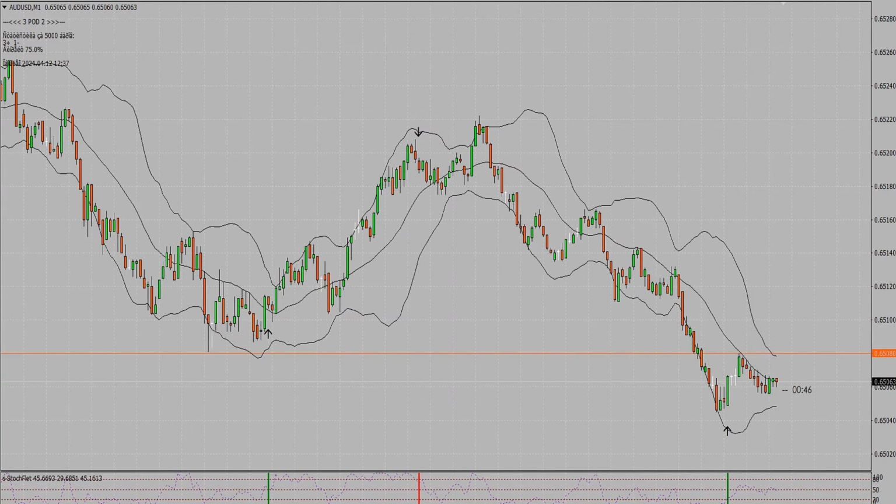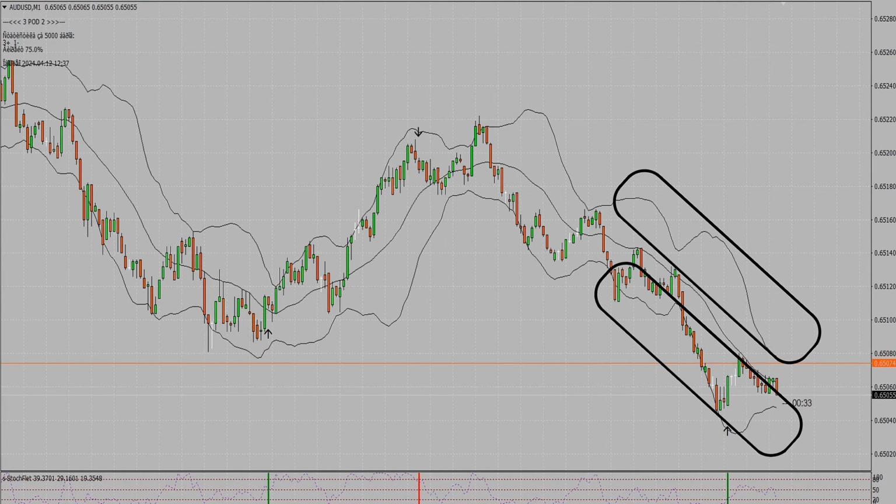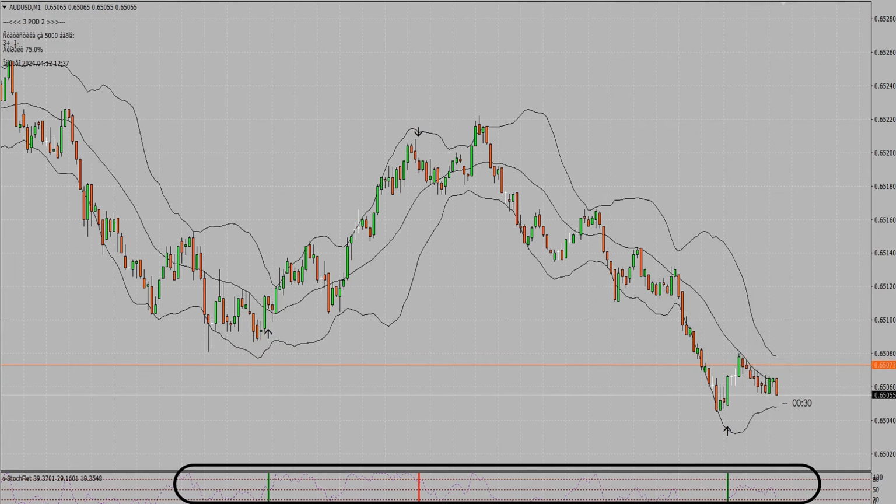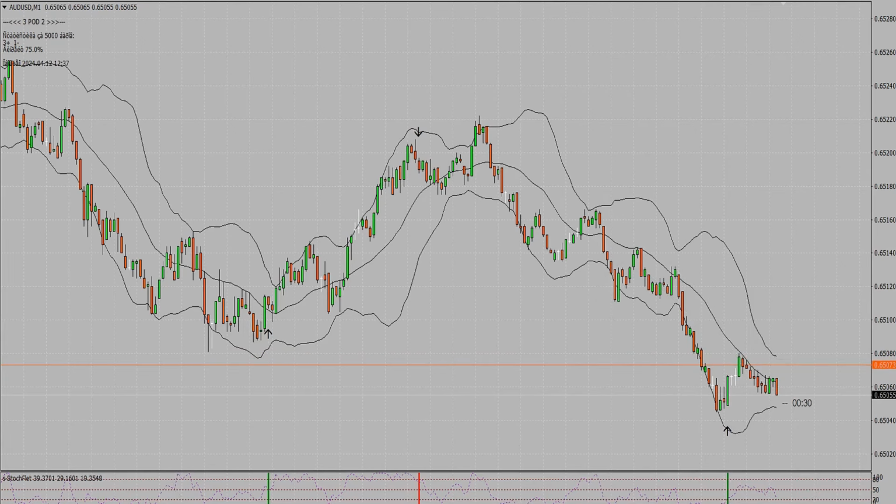Now, without wasting any time, let's move to the chart and start learning this strategy. This strategy uses three main components that work together. Arrow signals. These appear on the chart and show possible trade entries. Band lines. Upper and lower bands that confirm price position. Stock flat indicator. A momentum indicator at the bottom of the chart. Green line equals bullish momentum. Red line equals bearish momentum. When all three conditions match, we get a high probability trade setup.